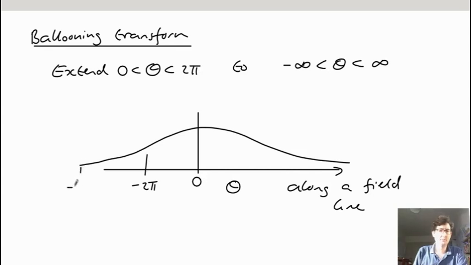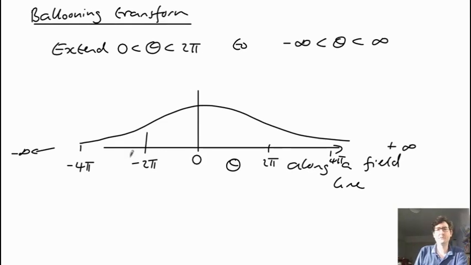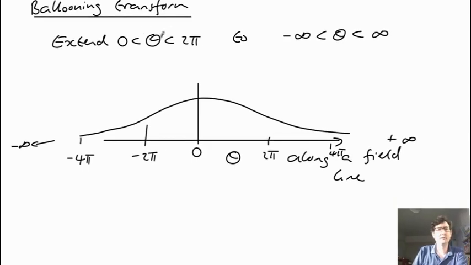This might be minus 4 pi, and the same in the other direction, we have plus 2 pi and plus 4 pi. And so the field line wraps around the machine many times, and so we can just keep going off to minus infinity and plus infinity. And so we can create a mode which has some kind of envelope, and we don't have to worry about it being periodic in theta.